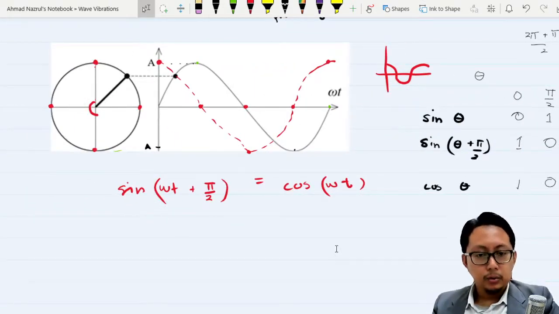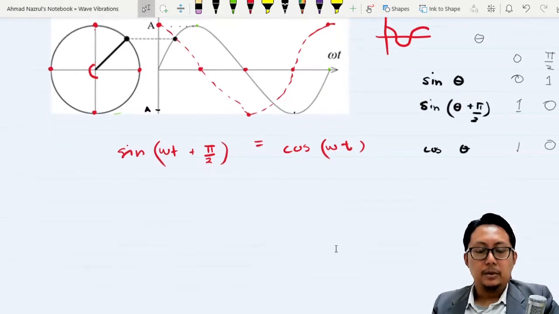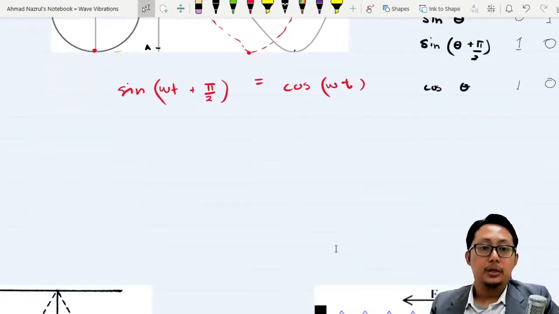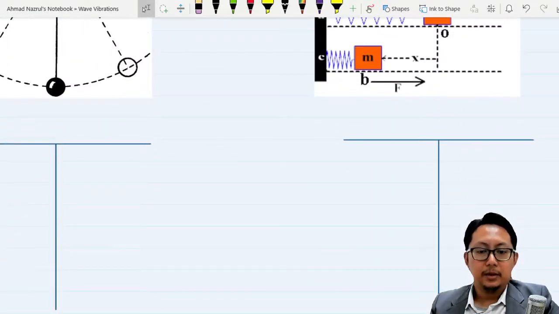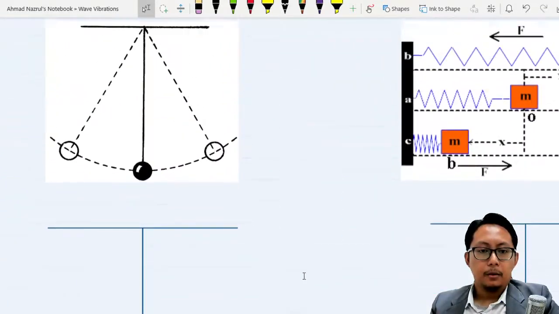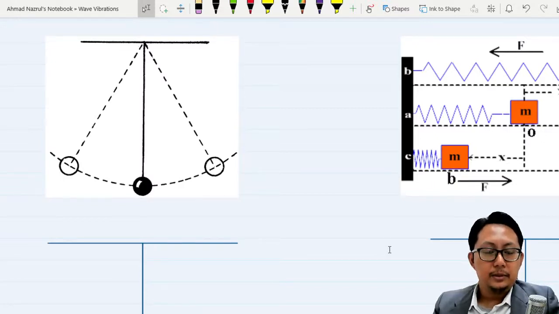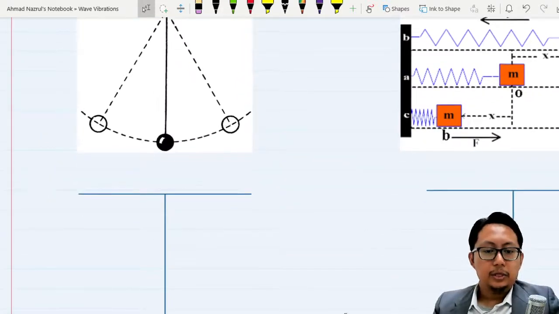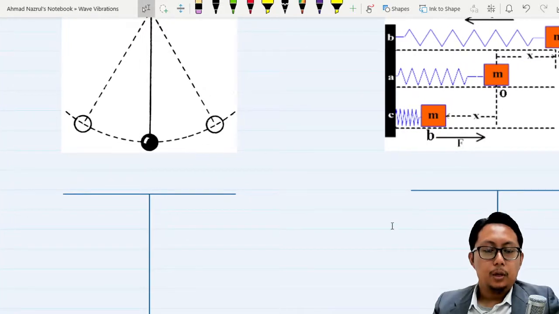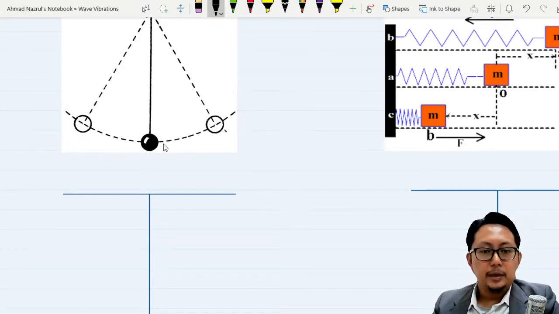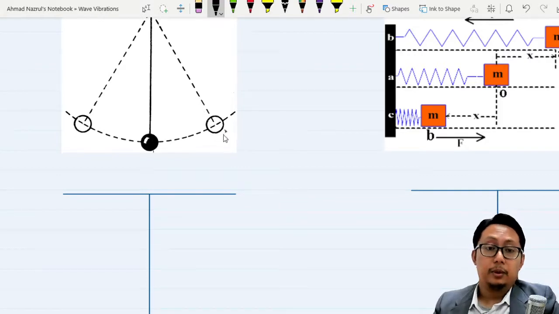Right now we want to discuss the pendulum and also the mass spring system, and how they are related with the graph of sine and cos of the rotational. Example with this pendulum. This pendulum will oscillate when we pull it starting from here. This will be the center point, and this will be the initial point, because we need to pull this before it will oscillate.